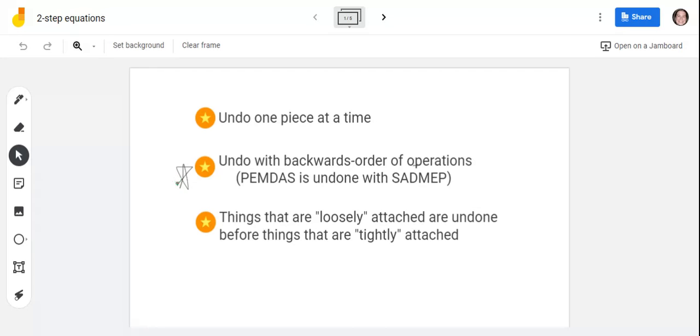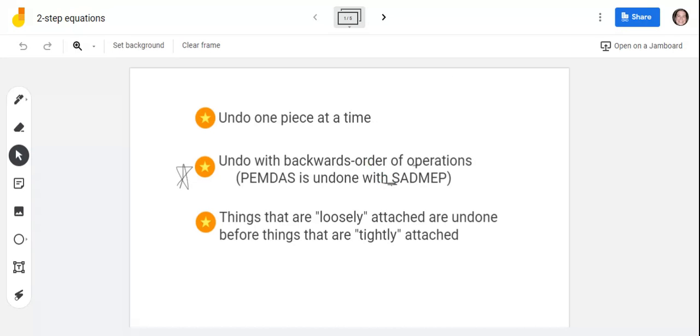Okay, so if PEMDAS is, please excuse my dear Aunt Sally, parentheses, exponents, multiply and divide, add and subtract, we're going to do that backwards in order to undo it. So the name that I've given it is SADMEP. So you will undo addition and subtraction as the very first thing that you undo.